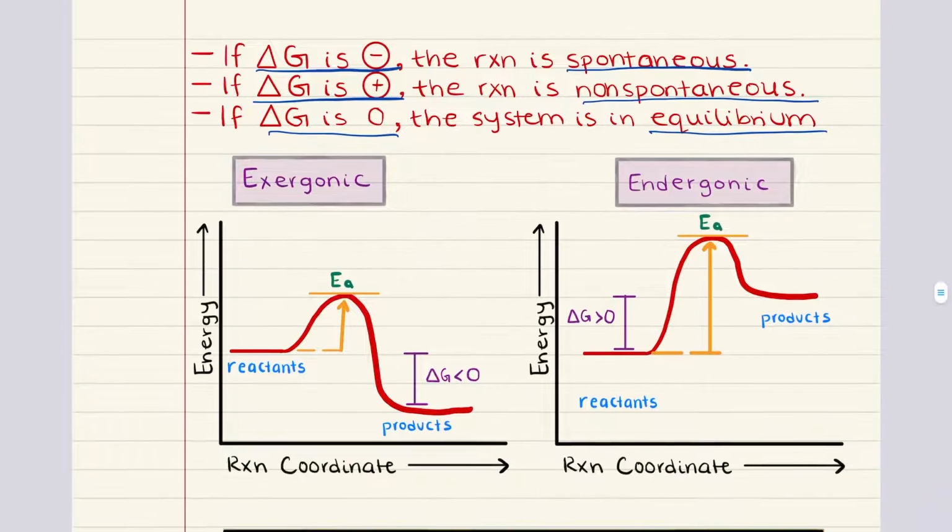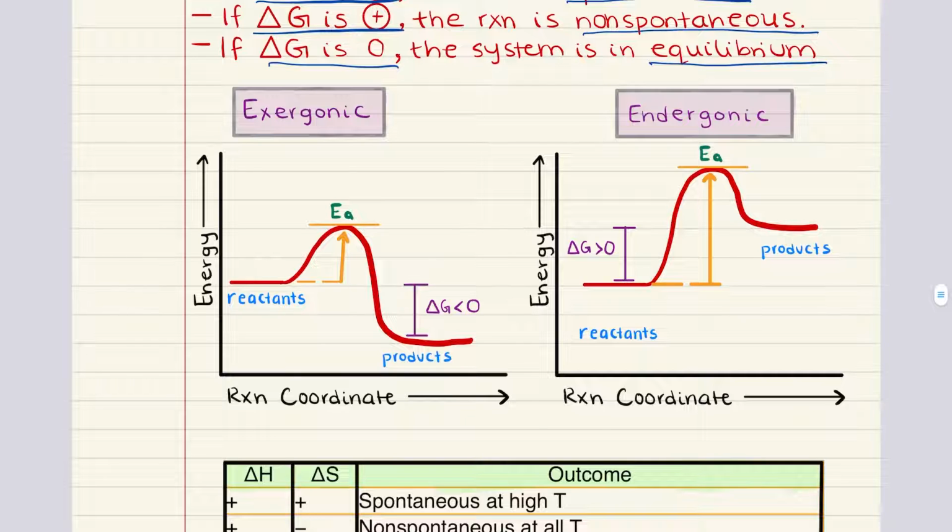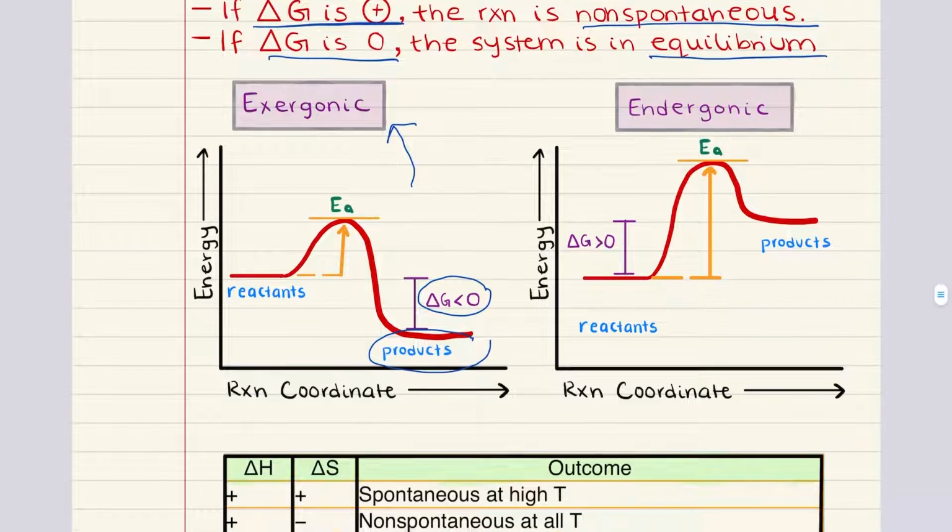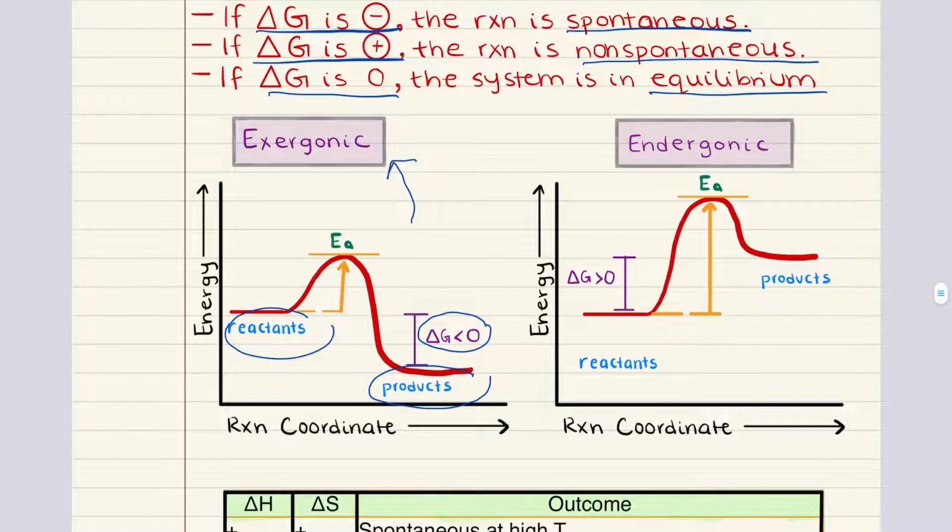Now, a helpful way to visualize Gibbs free energy changes is by looking at energy diagrams. When delta G is negative, so delta G less than 0, then what we have is an exergonic reaction. In an exergonic reaction, the energy of the products is lower than that of the reactants, and that indicates a release of free energy, which favors spontaneity.